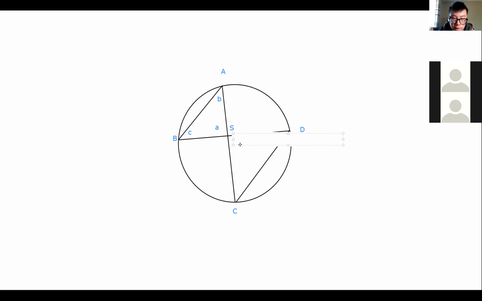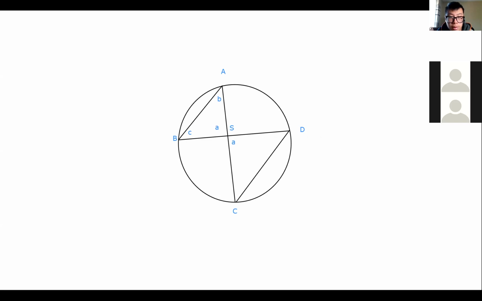If you notice here, angle A right here is the opposite angle of CSD, this angle right here. So that means this angle also has to be A.